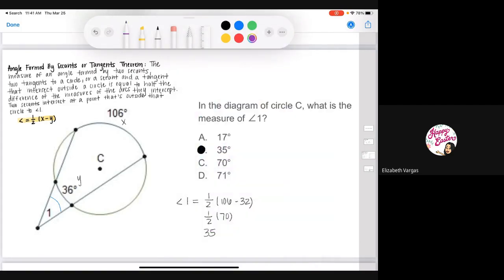Okay, so very similarly to the first problem, I want to identify what do I have here? What kind of angle is being formed? Well, I have two secants in this one. And remember, it can be two secants, two tangents, or a secant and a tangent. And so that tells me that I can use this theorem because I have two secants. I plug in my information, which allows me to solve for my missing angle, angle 1.